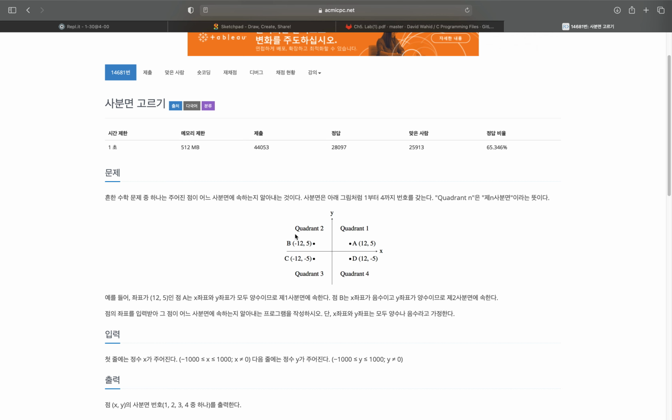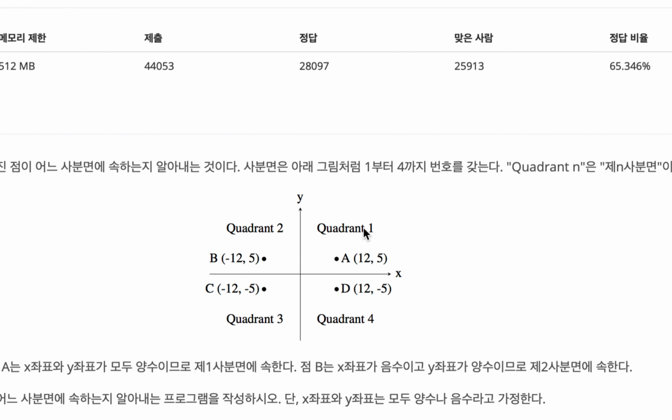Okay, so the problem is the quadrants, right? Given a point, x, y, we should find out if it's in quadrant A, quadrant 1, 2, 3, 4. We call it A, B, C, D, right? What are the quadrants, do you know? 1, 2, 3, 4. X and Y, right?